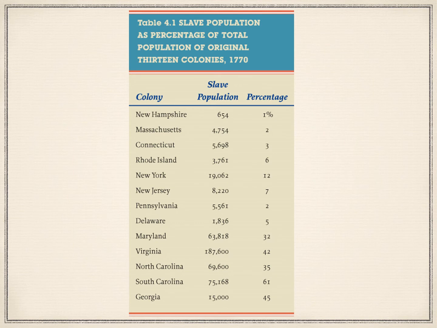This chart right here shows the slave population as a percentage of the total population of the colonies. And this is on the eve of the American Revolution. And you can see New Hampshire, they're at the top at 1%, but our big group is going to be South Carolina. 61% of the populace is slave.